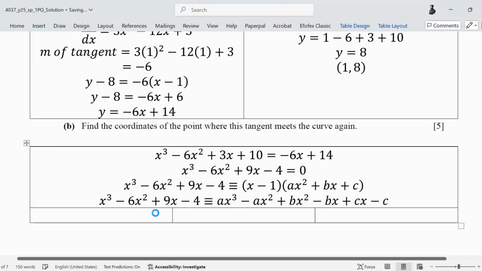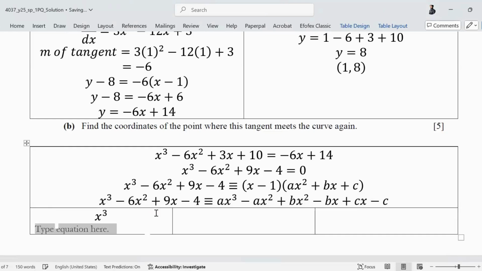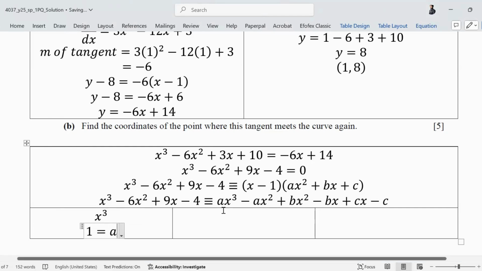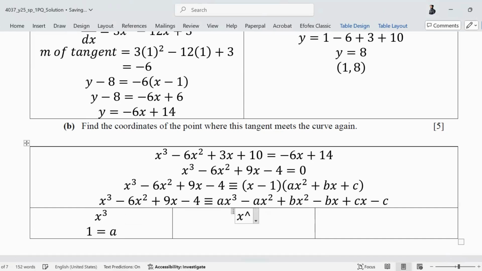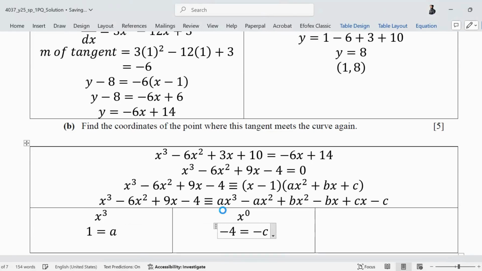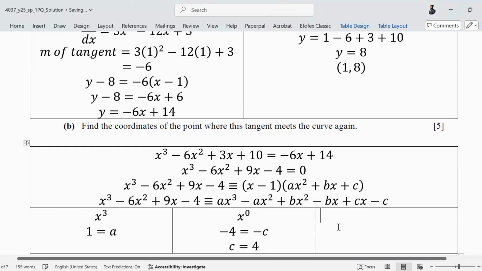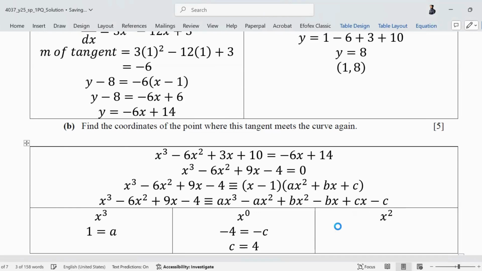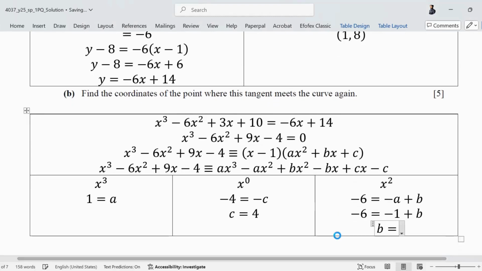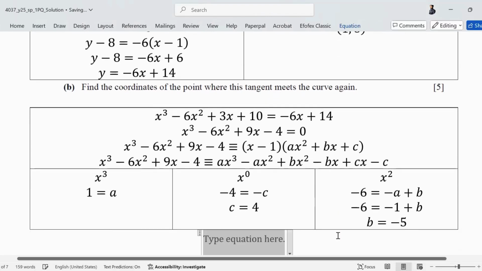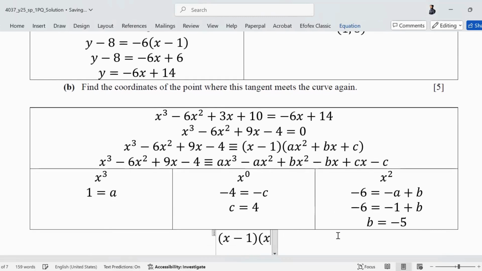First, if I compare the coefficient of x cubed, on the left it's 1, on the right it's a, so I figured out my value of a. Then if I compare the constant, or the term independent of x, on the left it's negative 4, on the right it is negative c, so the value of c is 4. And then I can compare any of the terms. I am using x squared. On the left side it's negative 6, on the right it's minus a plus b. I already know the value of a, minus 1 plus b. So the value of b is negative 5. So now I have factorized the cubic expression.